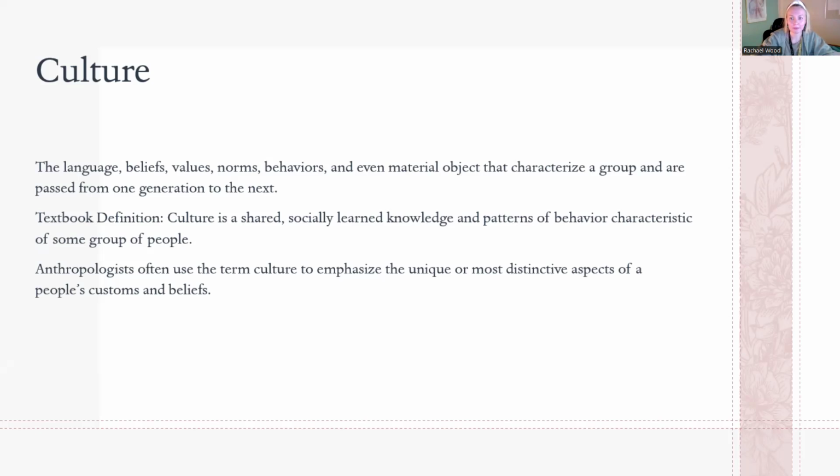It also covers patterns of behavior and how these patterns might emerge out of a specific culture or subculture. Patterns of behavior can be really anything. It's how we express ourselves, how we function on a day-to-day basis, what we do, how we speak, maybe our speech patterns. That can all be found within a cultural subgroup or group. And then anthropologists often use the term culture to emphasize the unique or most distinctive aspects of people's customs and beliefs.